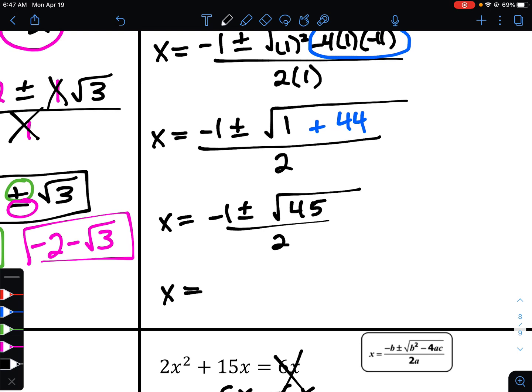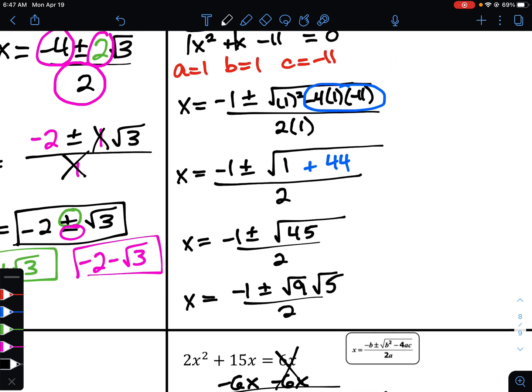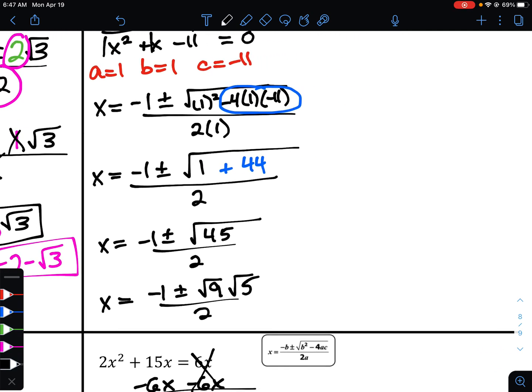As we continue to simplify, we're going to take 1 plus 44, which is 45 under our square root sign. And now we're going to want to rewrite our square root of 45 using perfect squares. Turns out 45 is divisible by 9. It's the same as saying 9 times 5. So that'll be how we'll rewrite our square root of 45.